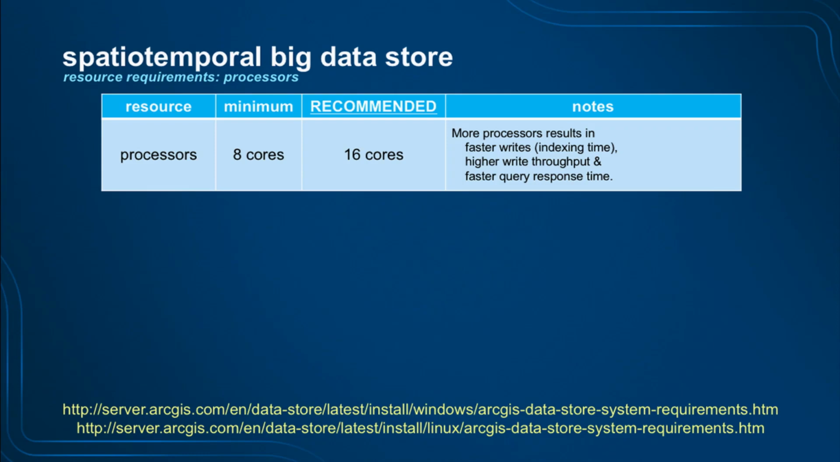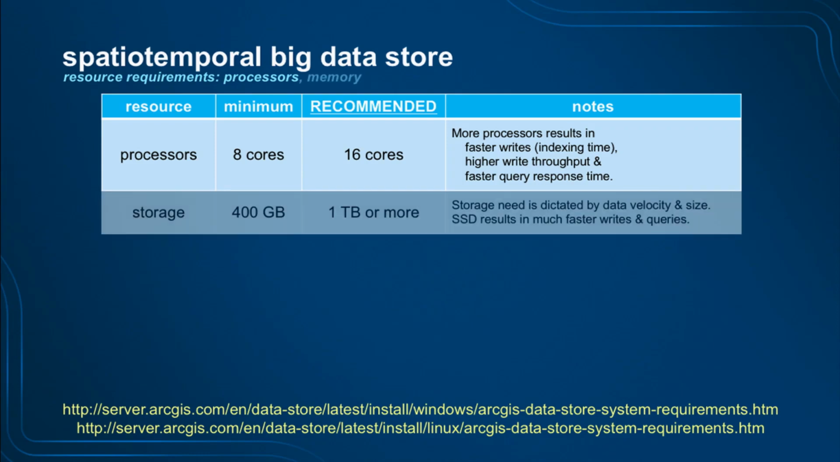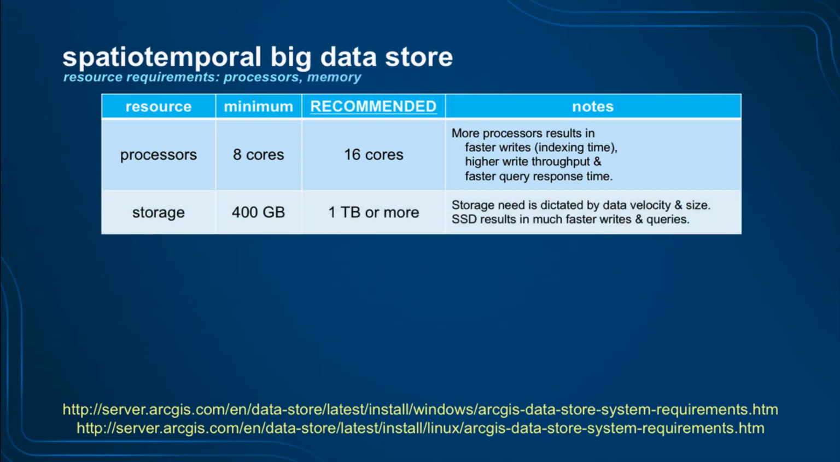So we're continuously writing data into the big data store, which is indexing and doing all kinds of things, but we also have queries that are hitting the database at the same time. So the more cores you have available, the better. So 4 or 8 is the minimum and 16 is the recommendation. And we will certainly use all of those cores if you put those on that machine.